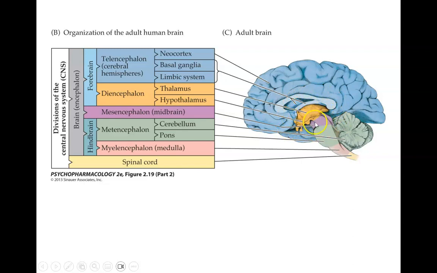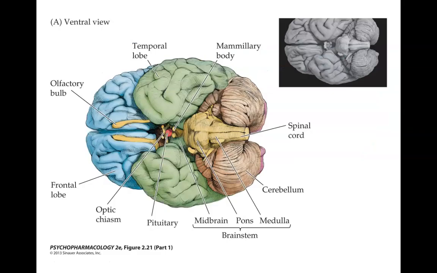We have the mesencephalon, better known as the midbrain. Then we have the metencephalon, made up of the cerebellum and the pons right here. We have the myelencephalon, which is the medulla, and then that branches off to form the spinal cord. Let's talk about each of these divisions in a little bit more detail.